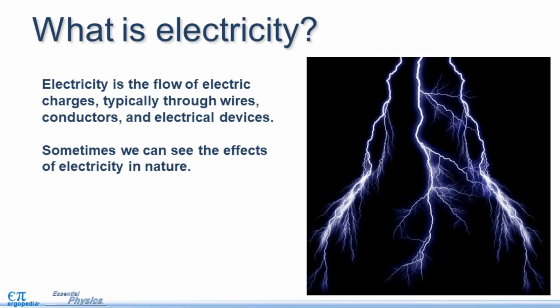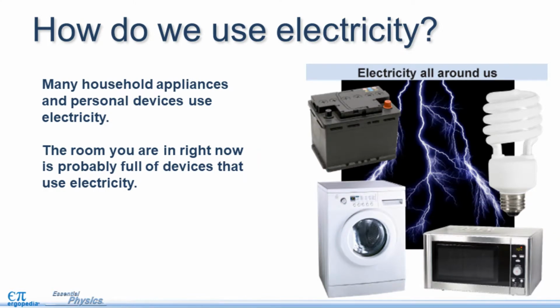Electricity is the flow of electric charges, typically through wires, actually around wires, conductors, and electrical devices. Sometimes we can see the effects of electricity in nature, such as lightning. Many household appliances and personal devices use electricity. The room you're in right now is probably full of devices that use electricity.